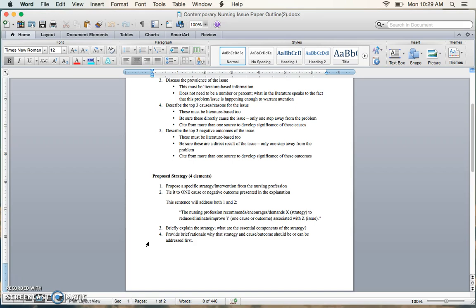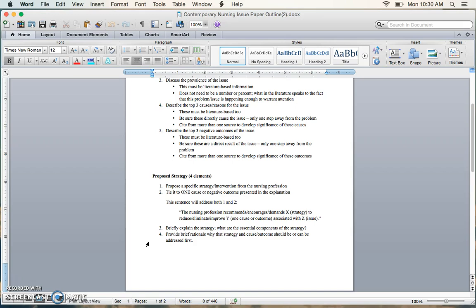So in the literature on compassion fatigue and nursing burnout, there may be some information about putting meditation rooms or mindfulness rooms on each unit, so nurses can take a 10 to 15 minute break and utilize those meditation or mindfulness rooms to just essentially break away from the things that are causing them burnout. That may be a proposed strategy that you come up with.